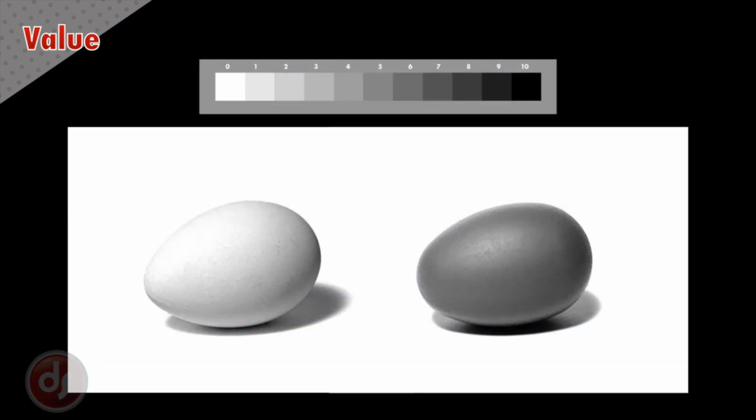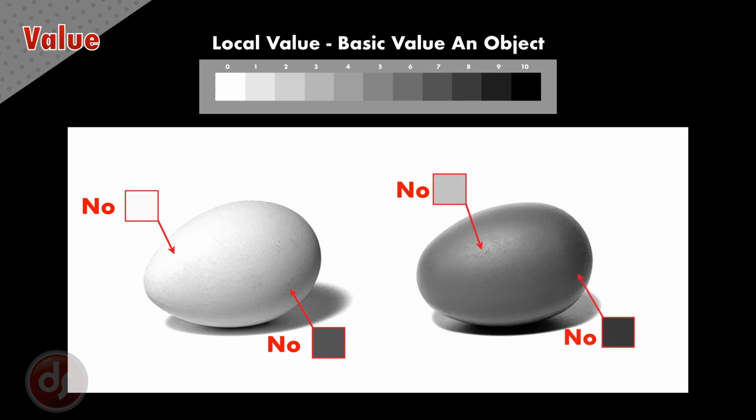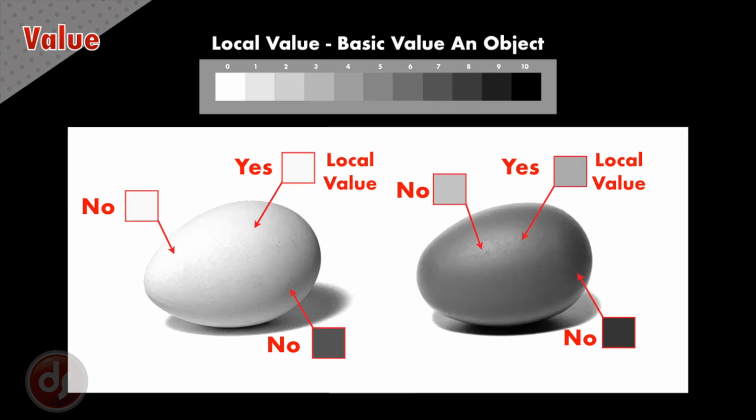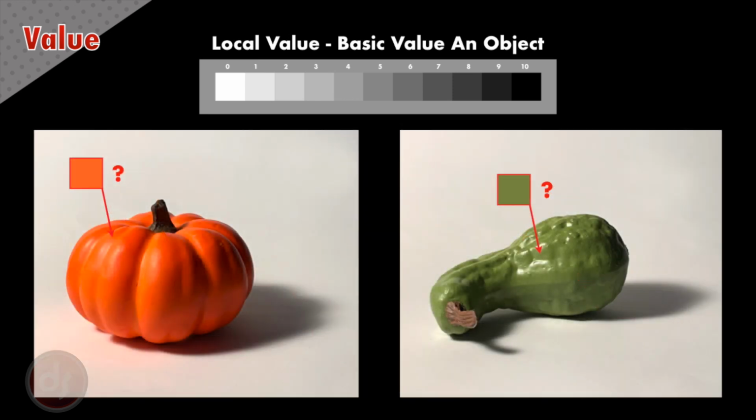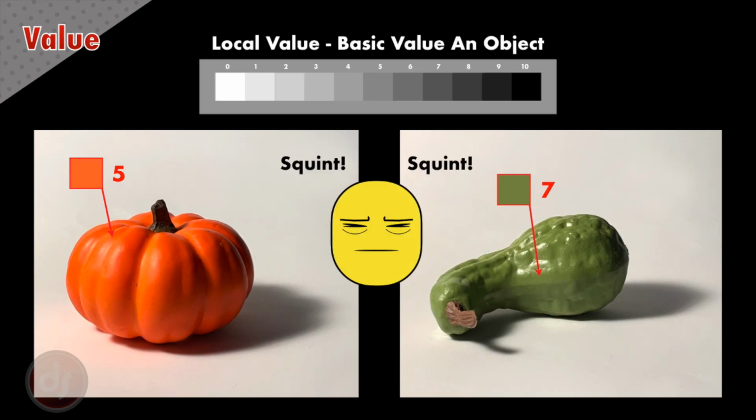But different objects may have different values depending on the basic value of the object. We call the basic value of an object the local value. To understand the local value of an object, we need to find a spot without strong light or shadow on it. This is usually in the halftone area. The local value helps us put each object in the value range it belongs in. But color can affect our perception, so we need to look through the color and see only its value. To help us do this, we need to squint at the object and relate each section to a value scale.